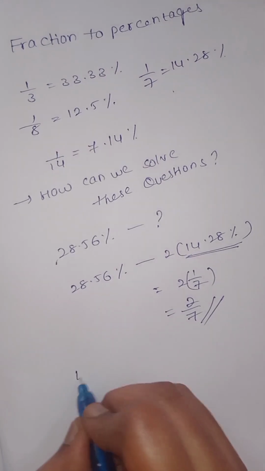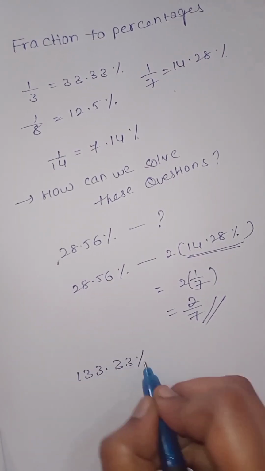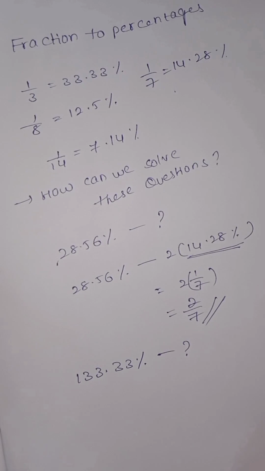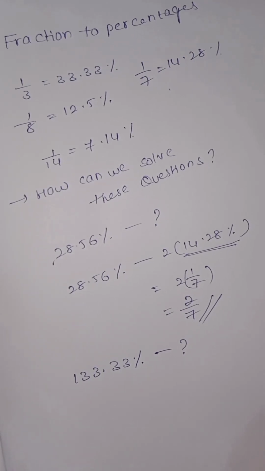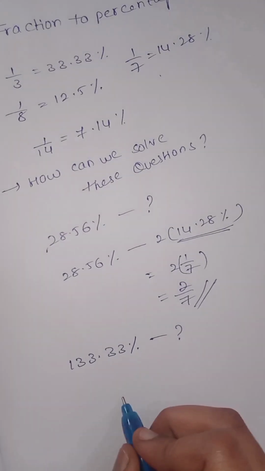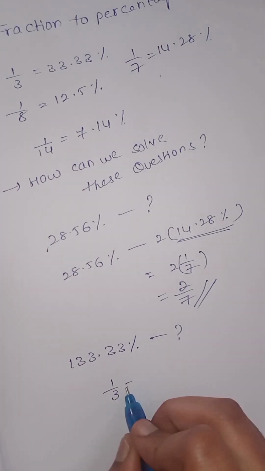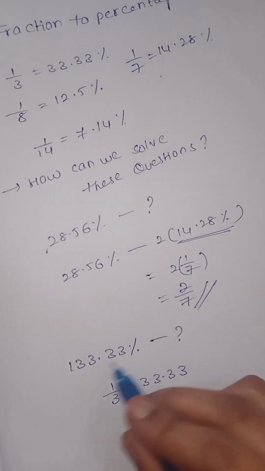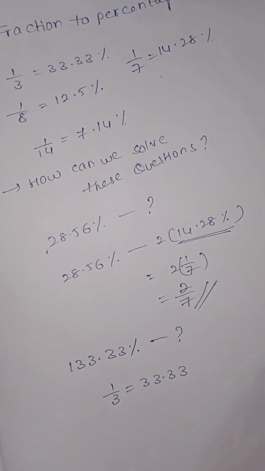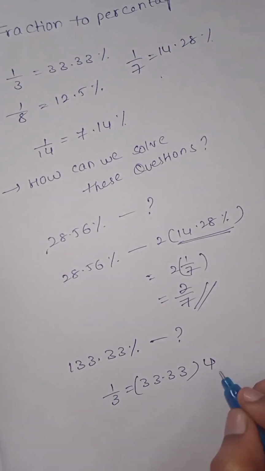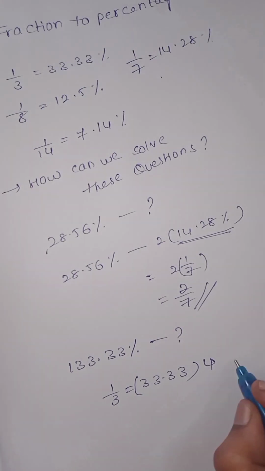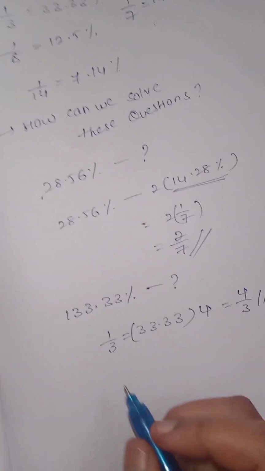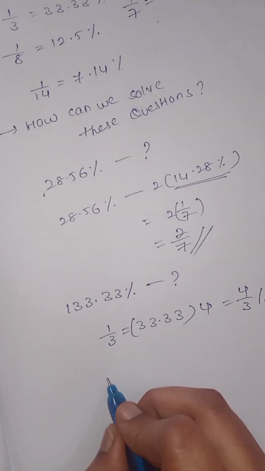And again I will give another example, 133.33%. Do you know this value? I will tell you two methods for this question. So the first method, carefully observe, guys. You know the value of 1 by 3 is 33.33%, right? It's a multiple of 4. So you can multiply 33.33 into 4, which is equal to 133.33%. Just multiply the value once.